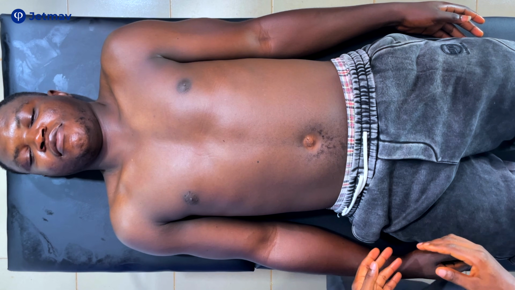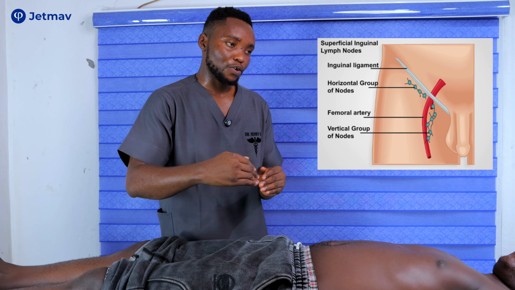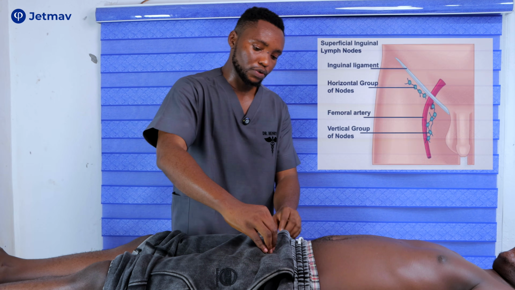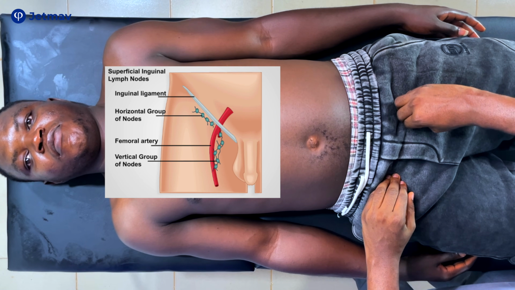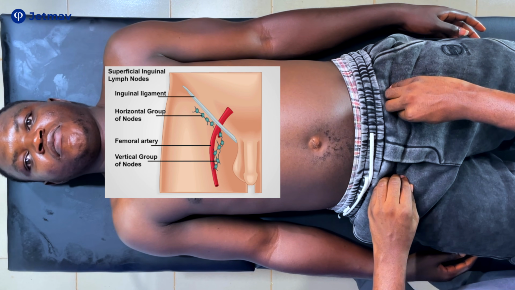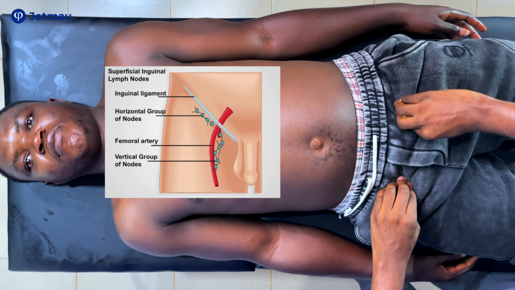Then the next group of lymph nodes to check are the inguinal lymph nodes. So we have the lateral and the vertical. The lateral runs below the inguinal ligament, while the vertical group runs along the saphenous vein. So you run your hand along the inguinal region. Check for the lateral and the vertical group.